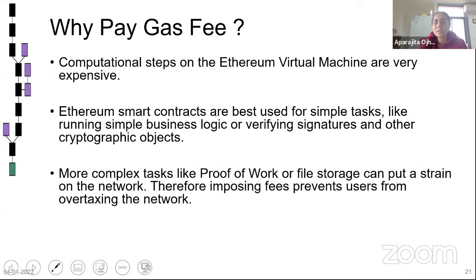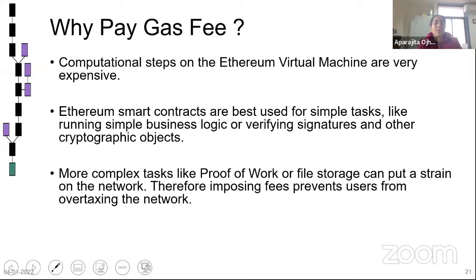Now, computational steps on the Ethereum Virtual Machine are very, very expensive. So Ethereum smart contracts are best suited for simple tasks. Very simple tasks you put on chain, like running simple business logic or verifying signatures, other cryptographic objects, like pointers to data stored off chain. So the pointer will be a cryptographic hash.